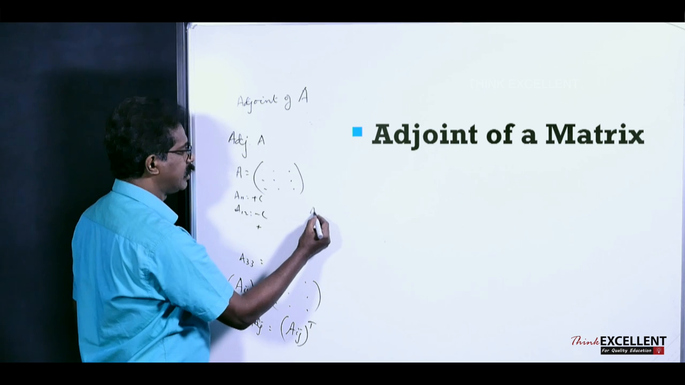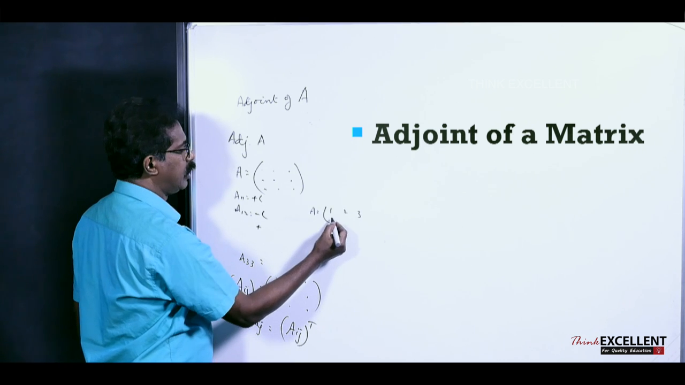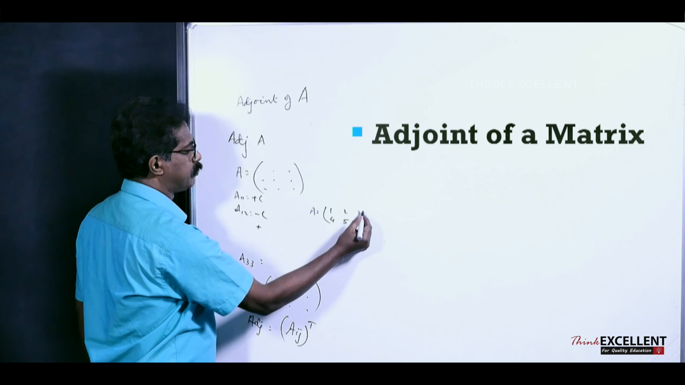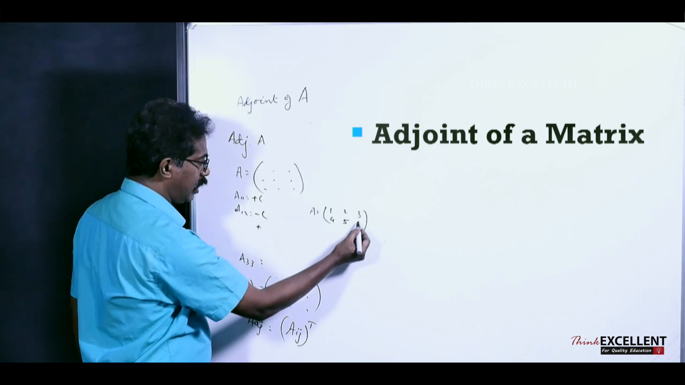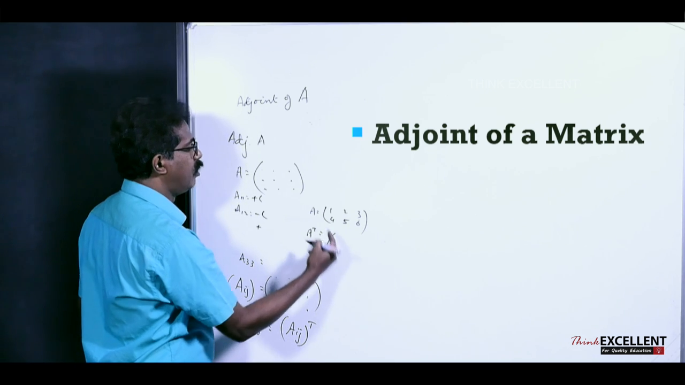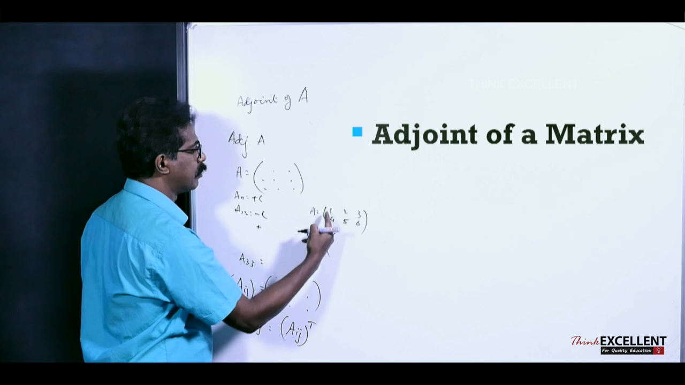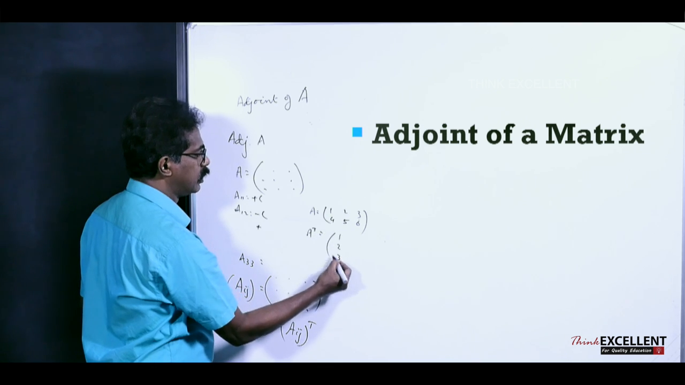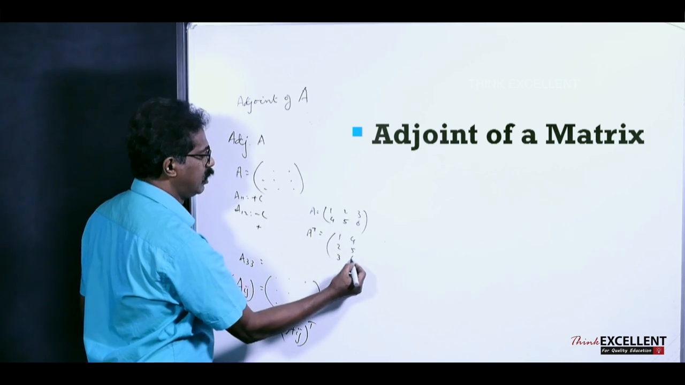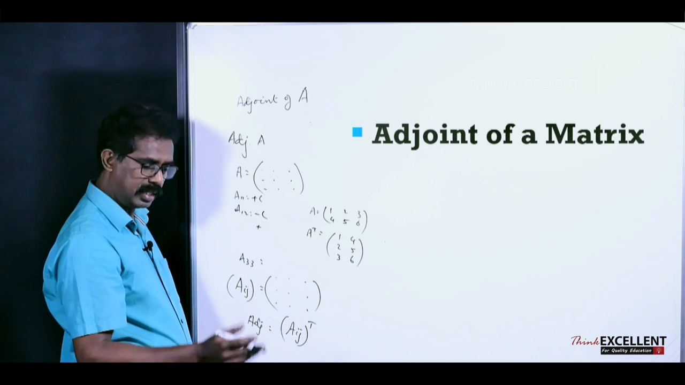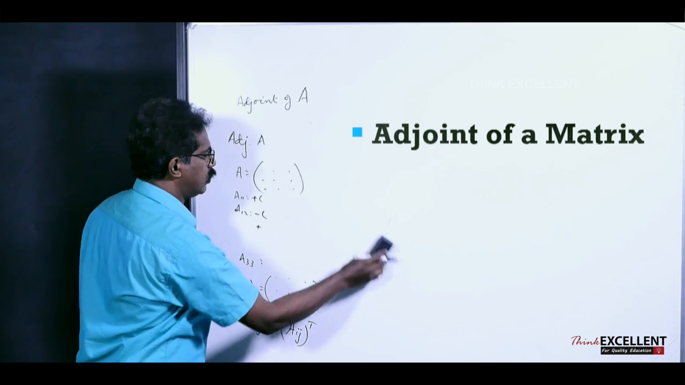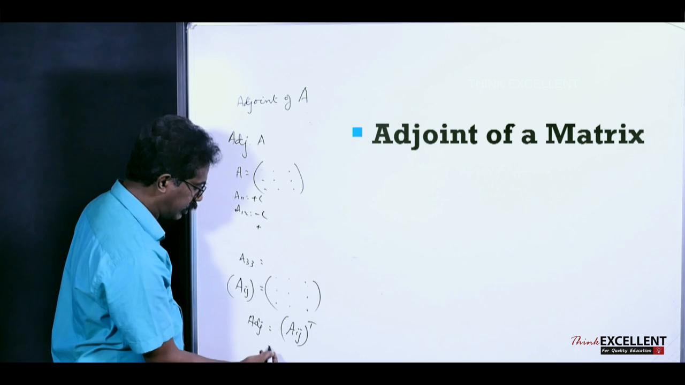Suppose a matrix A is given: 1, 2, 3, 4, 5, 6. How can you find A transpose? The first row you write as the first column: 1, 2, 3. The second row, 4, 5, 6, you write as the second column. So like this you can write the transpose. This is called the adjoint of a matrix.